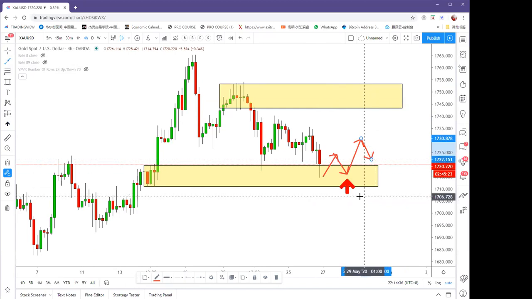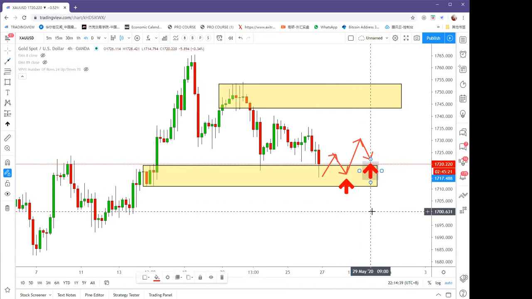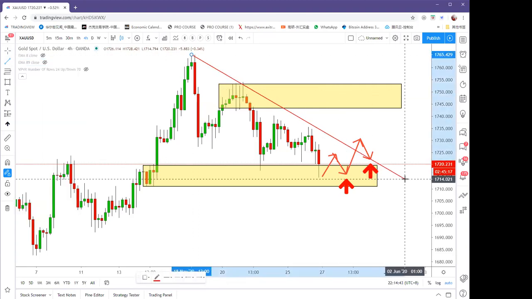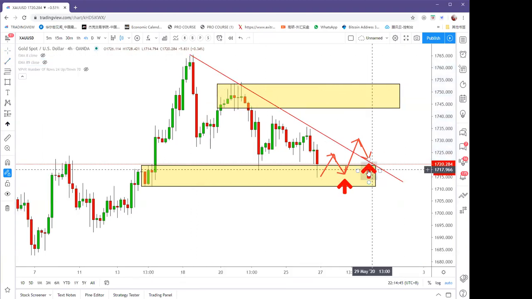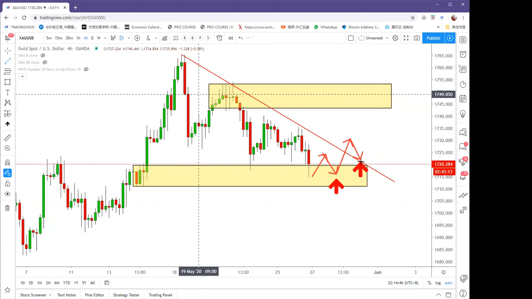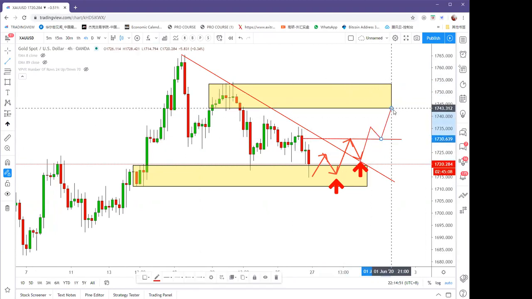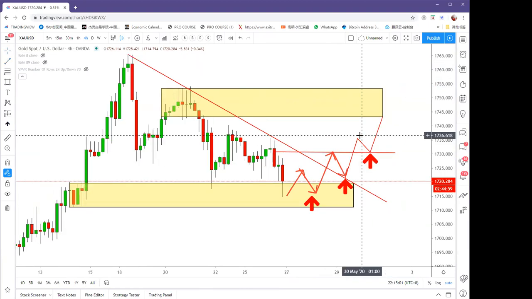Retest again, and you can buy it again. You can wait for the trend line to be broken, then pull back and buy. You can wait for the price to rally and make a new high, and the structure breakout and pull back, then buy. So let me give you these three potential buy marks, so everyone should understand what you should do with gold.